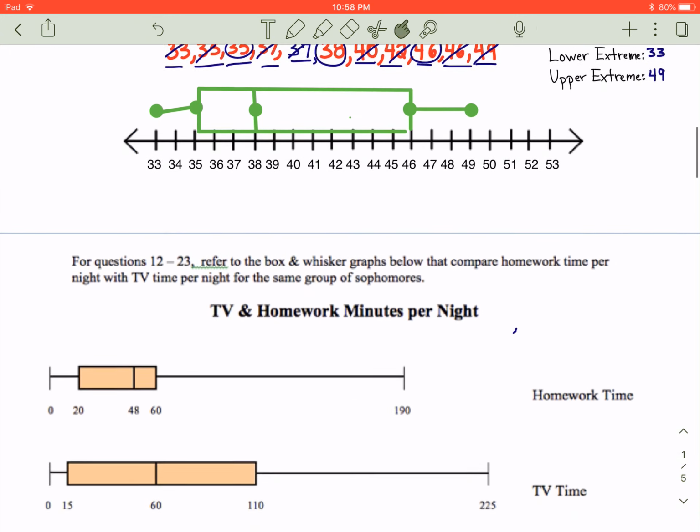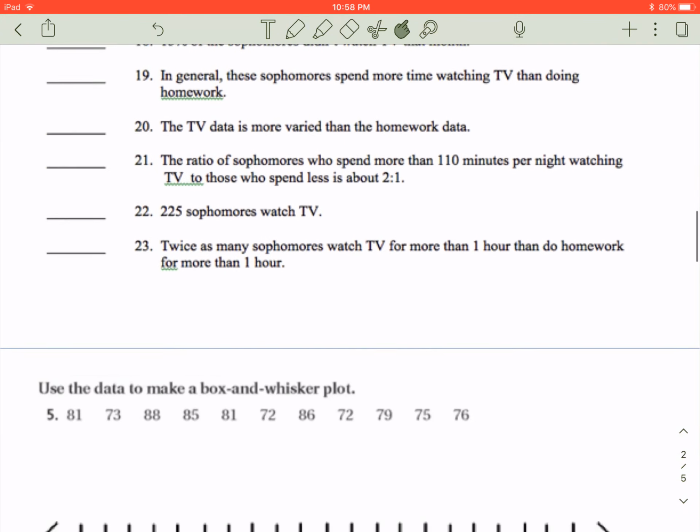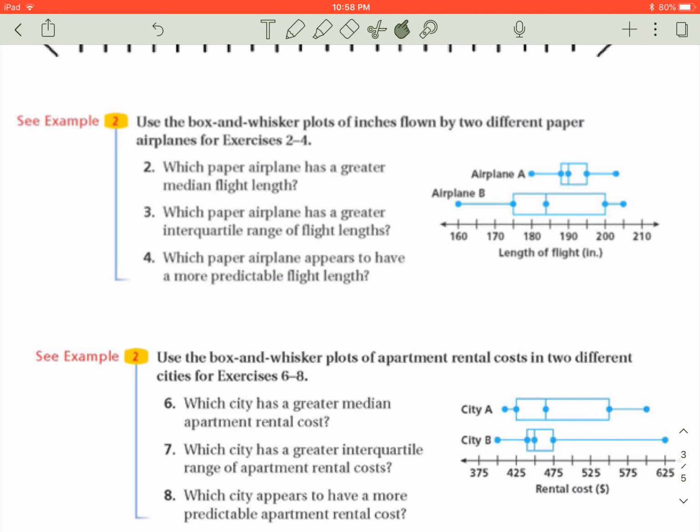Okay, we'll scroll down a little bit to way down here, where we have to answer some more questions. So for example 2 there, it says use the box and whisker plot of inches flown by 2 different paper airplanes. And the first question, number 2, says, which paper airplane has a greater median flight length?